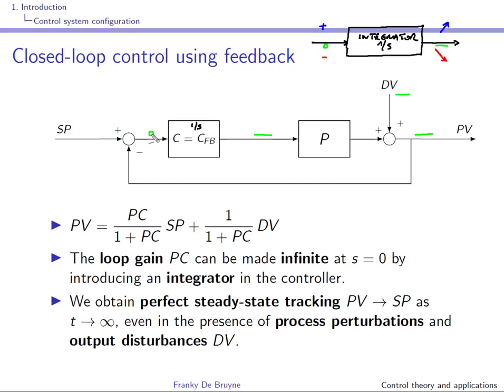And by definition, the control error is set point minus PV. If the control error is 0 in steady state, this means that PV tends to set point as T tends to infinity.